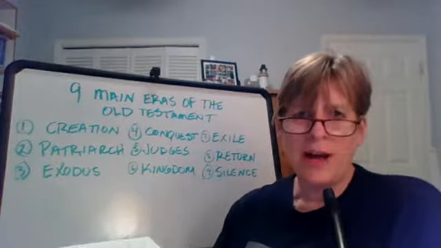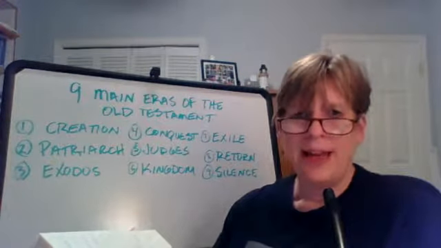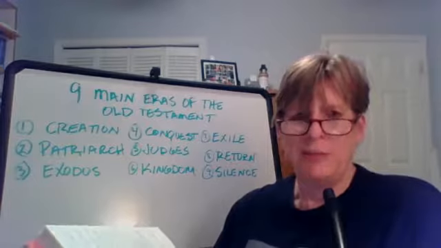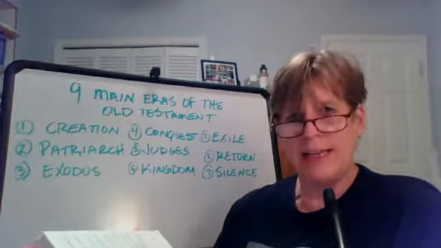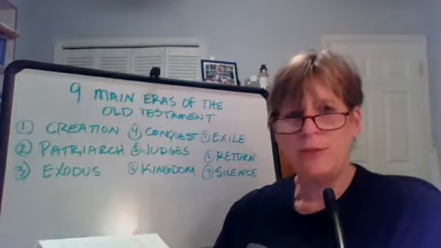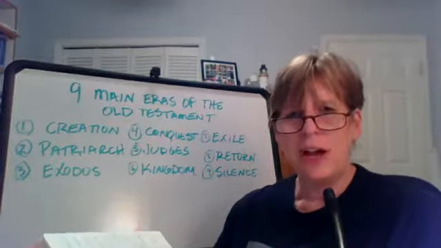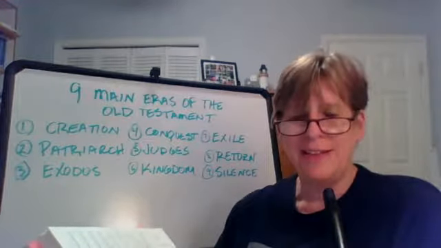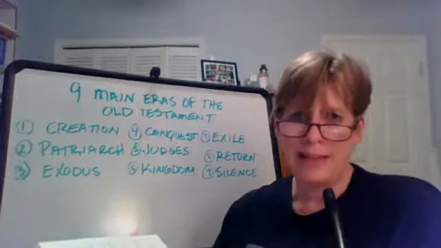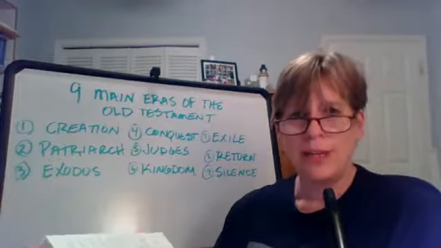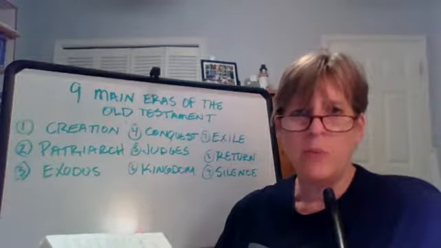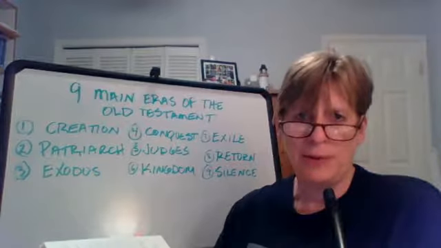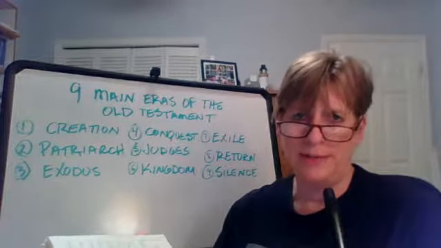Well, next you have conquest, and that's with Joshua. Moses has died, and the mantle has been passed to Joshua. And Joshua is going to lead the Israelites into the promised land. And so we'll look at that era in more detail when we get to it. That's the conquest era, okay?